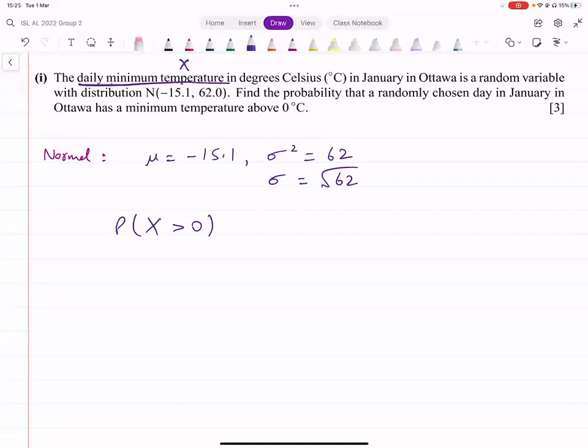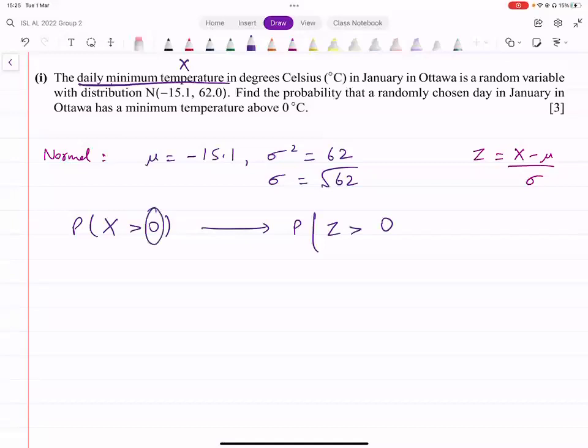ठीक है? क्या करेंगे सबसे पहले? इसको z में कन्वर्ट करेंगे पहले, स्टैंडर्ड फॉर्म में कन्वर्ट करेंगे. What's the formula that we have for that? Z equals x minus mu over sigma. X की जगह x should be greater than 0. What's the corresponding interval for z? We will say z should be greater than 0, this value that we have here, minus the mean. Mean is minus 15.1 divided by the standard deviation, which is square root of 62. You'll get some value from this.